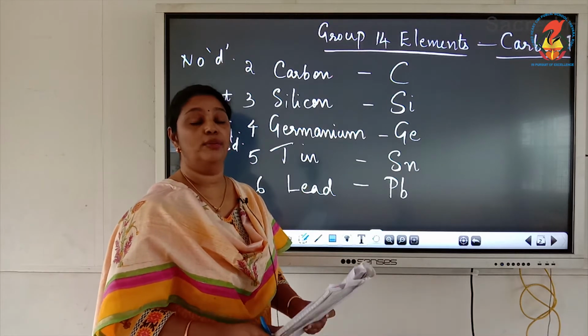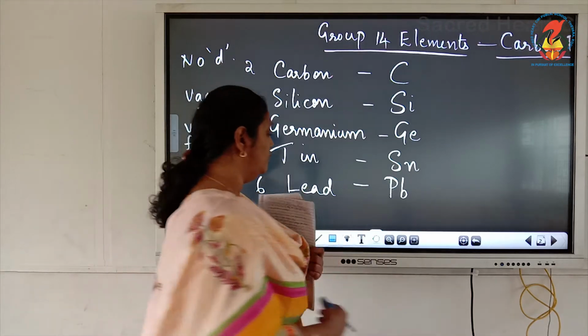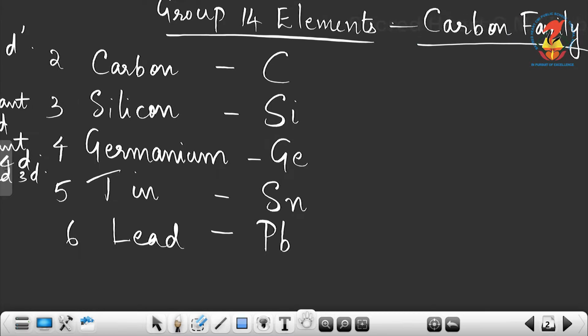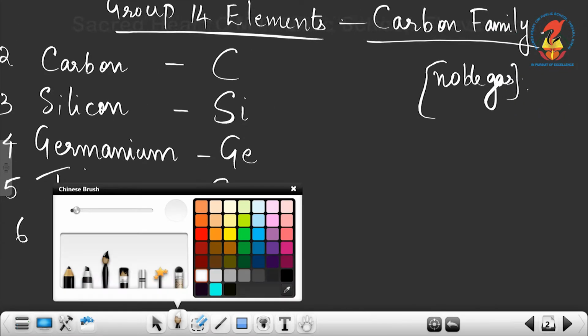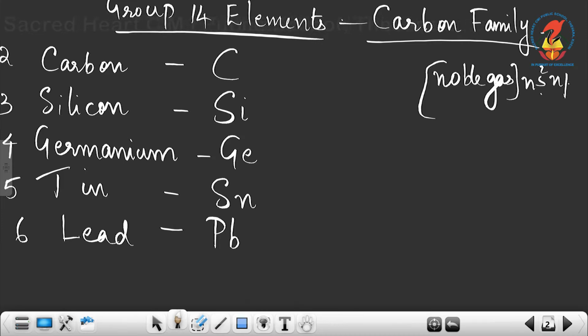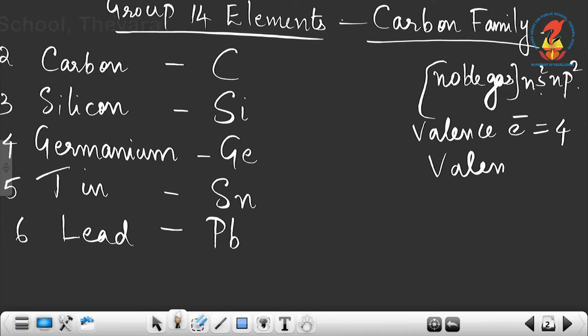Next, let us discuss the electronic configuration. The general electronic configuration of group 14 elements is noble gas, ns2 np2. So, the valence electrons present in group 14 elements is equal to 4 and their valency is also equal to 4.